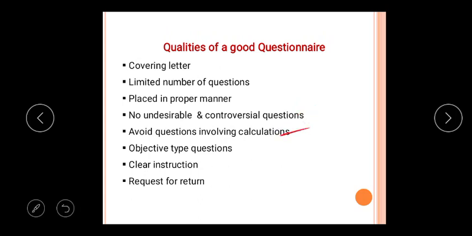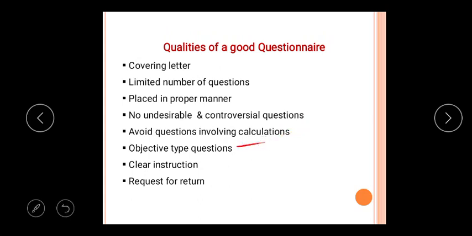Dear students, questions involving mathematical calculation by the respondents must be avoided because the respondent may not wish to undertake this hectic task. The investigator himself should do the calculation job.